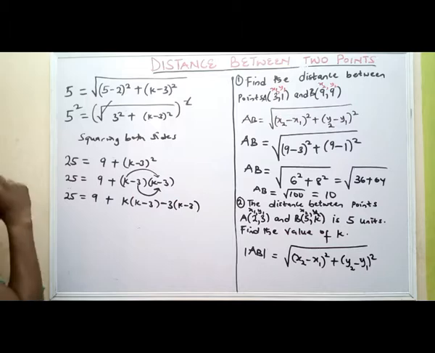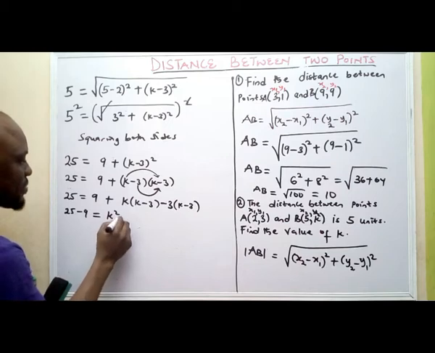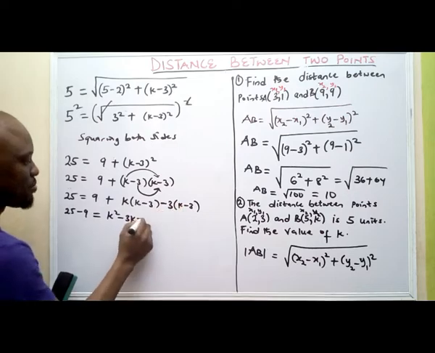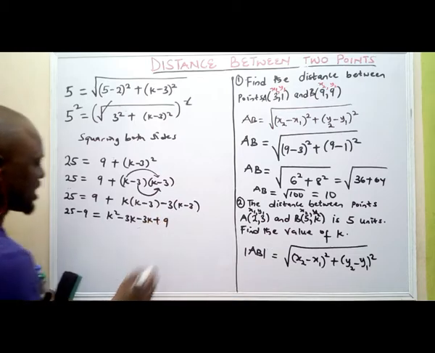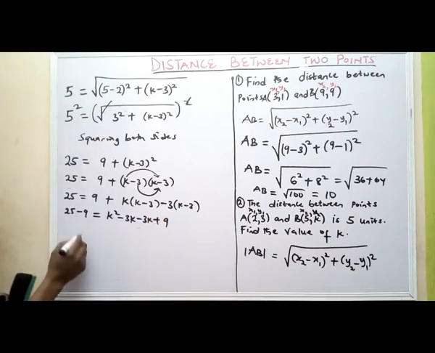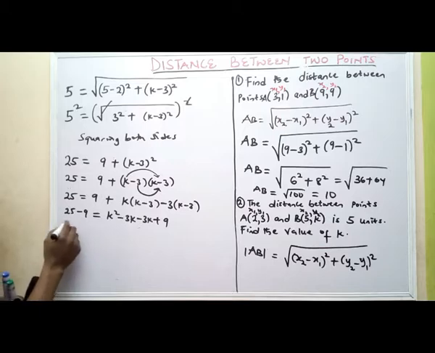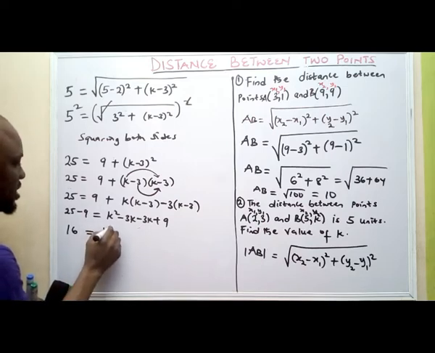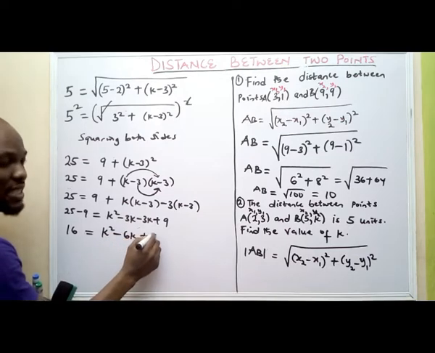So I can take this to the other side. I have 25 minus 9 equal to k times k, which is k squared, k times minus 3 is minus 3k, minus 3 times k is minus 3k, and minus 3 times minus 3 will give me plus 9. I have minus 9, so 25 minus 9 will give me 16. So 16 equals k squared minus 3k minus 3k, which gives minus 6k, plus 9.